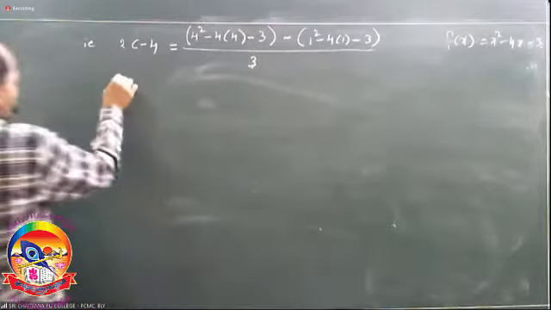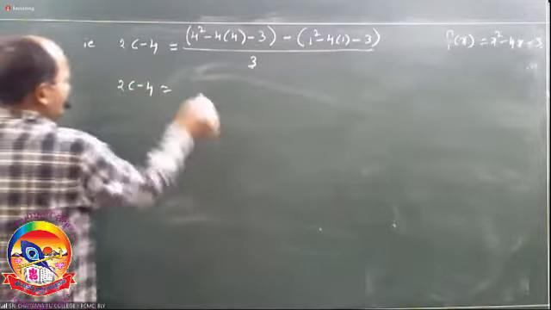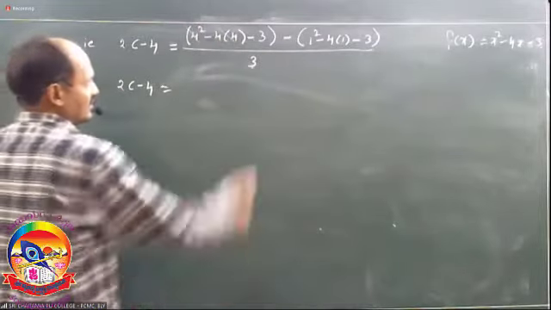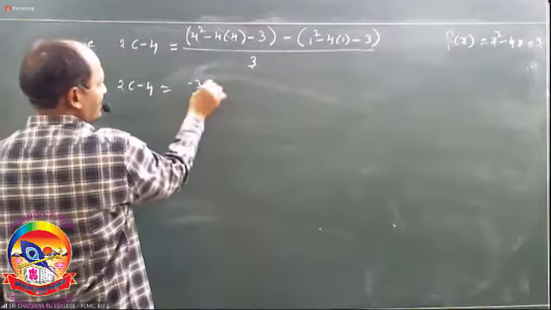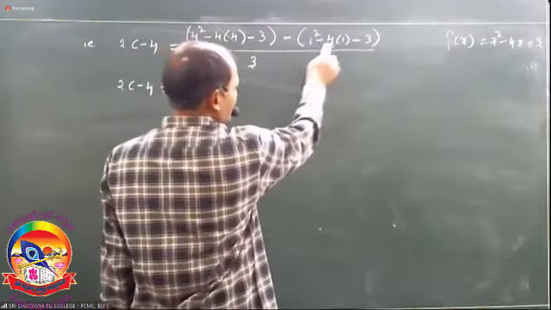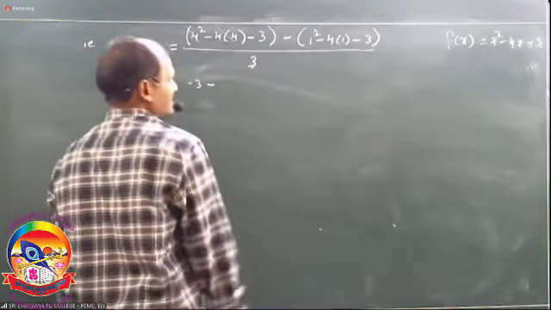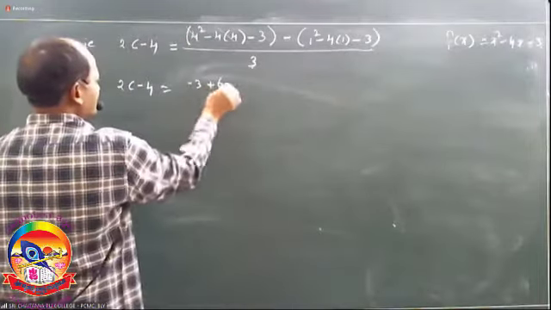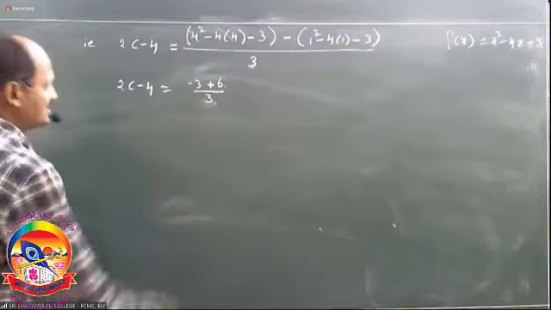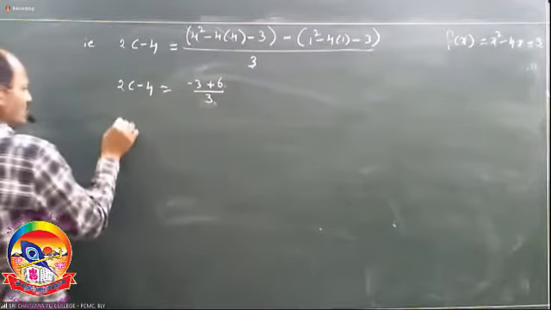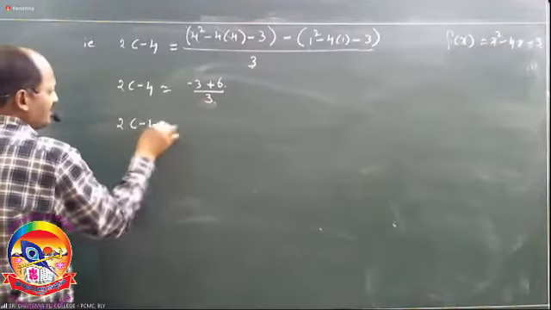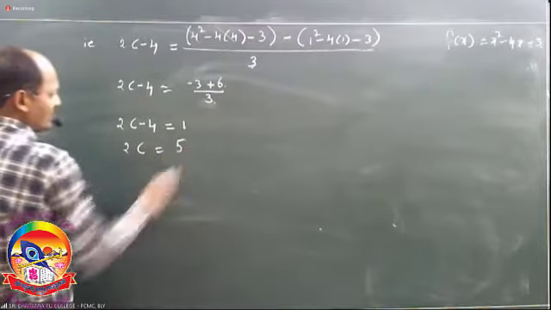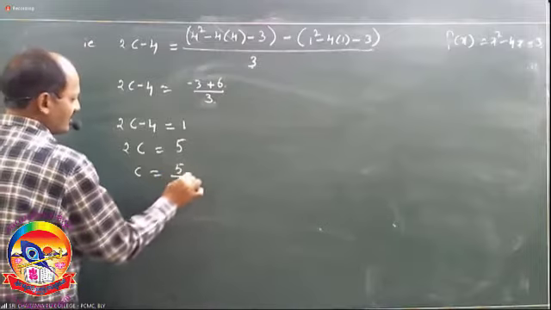Next, 2c minus 4 is equal to (16 minus 16 minus 3) minus (1 minus 4 minus 3) divided by 3. That is minus 3 minus minus 6, which gives 3 divided by 3, value 1. So 2c minus 4 is equal to 1. 2c is equal to 5. c is equal to 5 by 2.